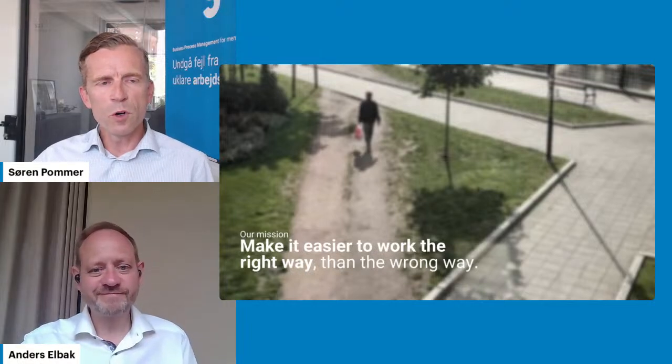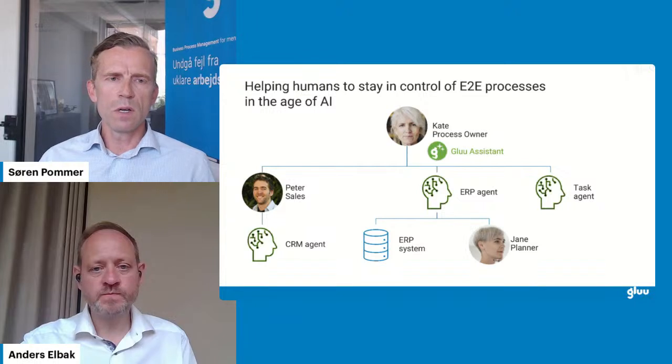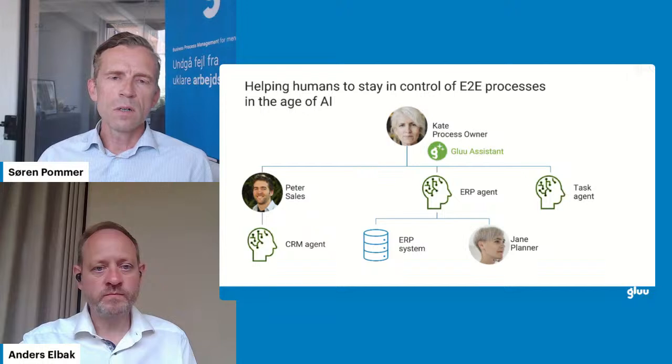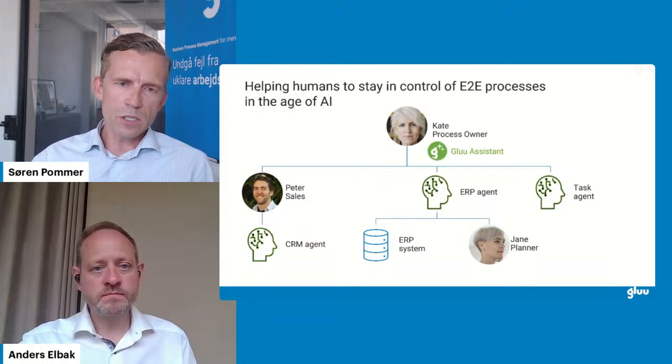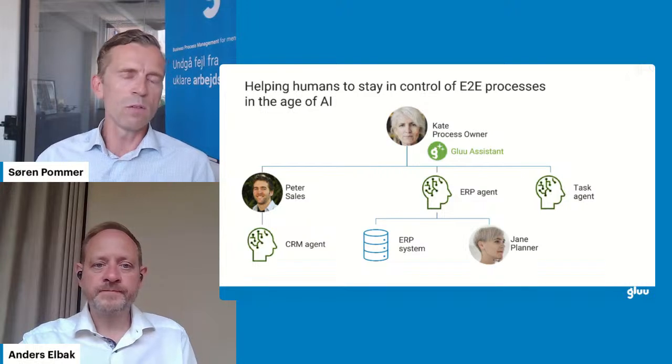So if we move forward with the vision, we really want to help humans to stay in control of end-to-end processes in this age of AI. We believe that humans will always be in the loop, and this picture should illustrate that sometime in the future, maybe you use the Gluu AI assistant to on one hand connect and access and talk to certain people, but maybe also AI agents that help you with lower level tasks.